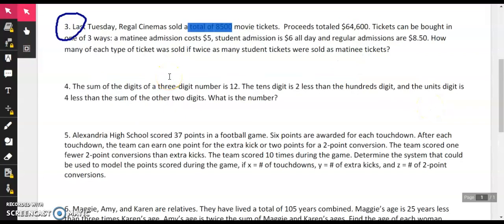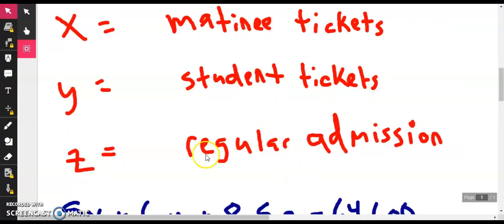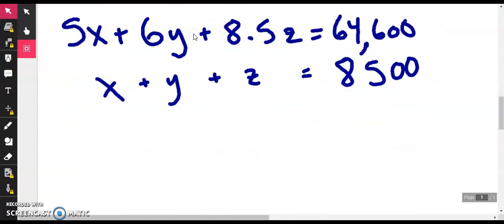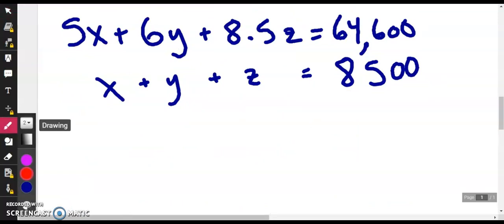So I don't see any more totals in the paragraph, but I do see that I should have twice as many student tickets as matinee tickets. So I'm going to use that to write my third row. Twice as many student tickets as matinee tickets. My third equation is going to be y equals 2x.